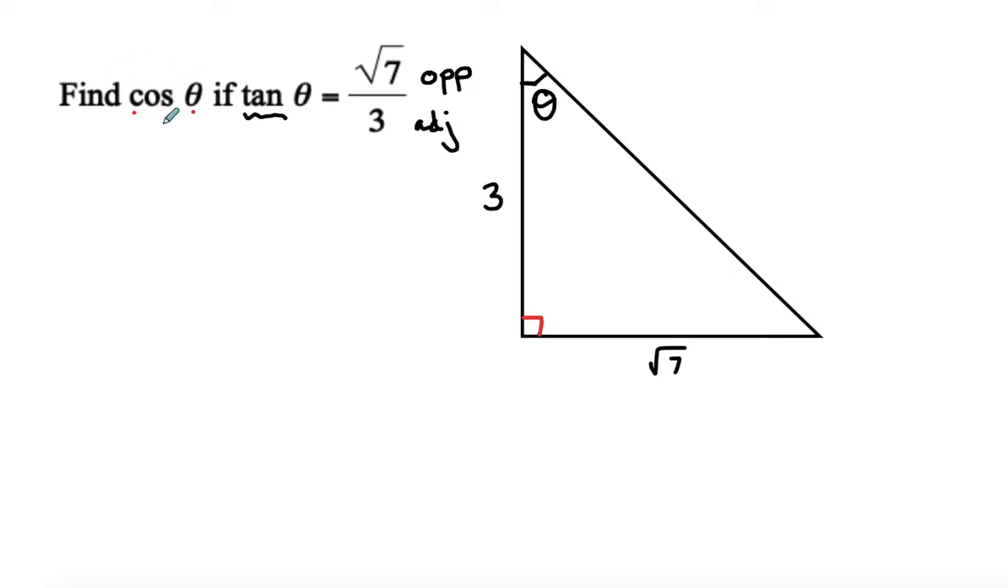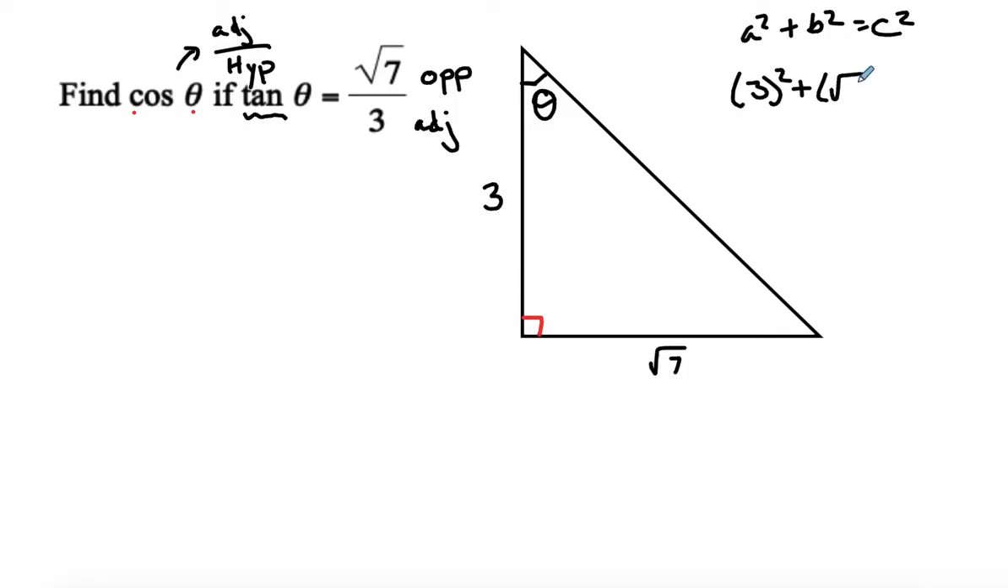Now they want to know the cosine, which we know is the adjacent side over the hypotenuse. Now I have the adjacent side, but I don't have the hypotenuse, so I need to find that measurement. So I'm going to pull out my Pythagorean theorem here. A squared plus b squared equals c squared. And I'm going to plug in the two pieces of information I already have. So 3 squared plus the square root of 7 squared equals c squared, which would be 9 plus 7 is c squared.